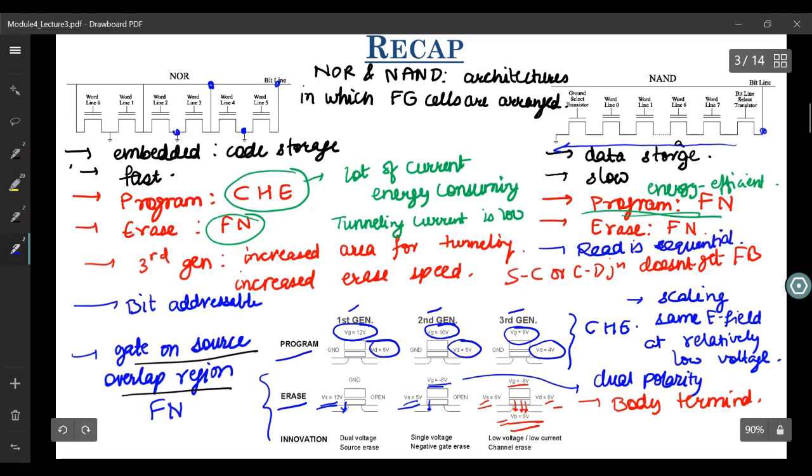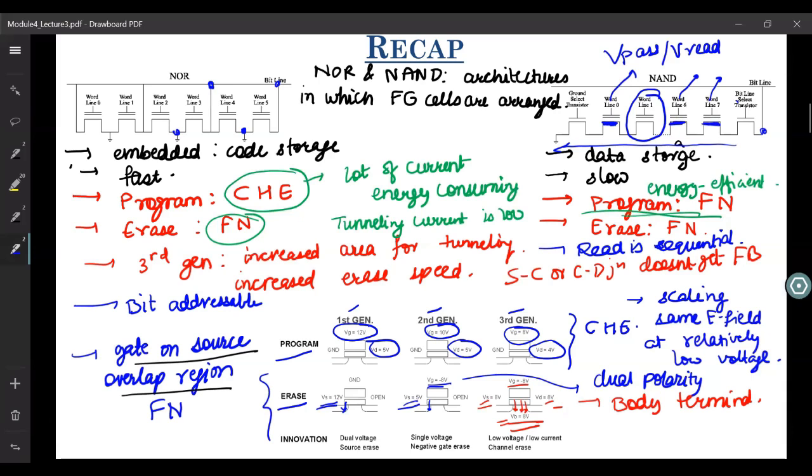What that means is, suppose you have to read this cell, what you will do is apply to each of these word lines a voltage, which is V pass or V read, and that is a high voltage. So you'll create an inversion layer over these unselected cells. Why so? So that they offer a low series resistance.